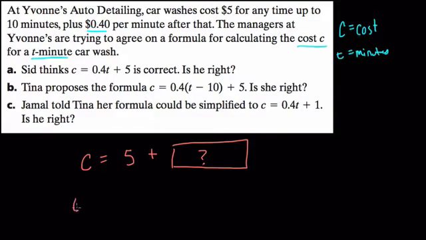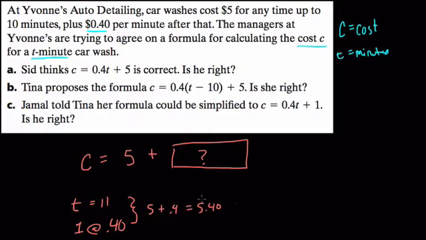If t equals 11, so let's say you're in there for 11 minutes, how many minutes will you get charged for? Well, 11 minutes is 1 minute more than 10 minutes, so you have 1 minute at 40 cents. So this cost would be $5 at the start plus 40 cents, so that would cost you $5.40.